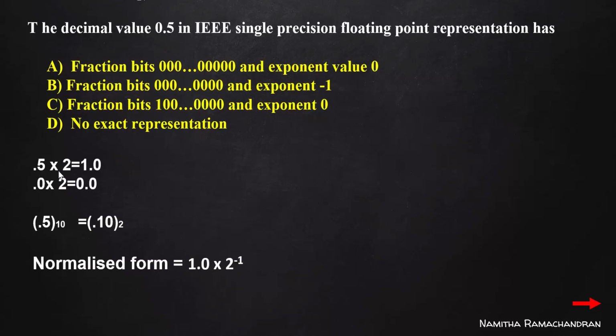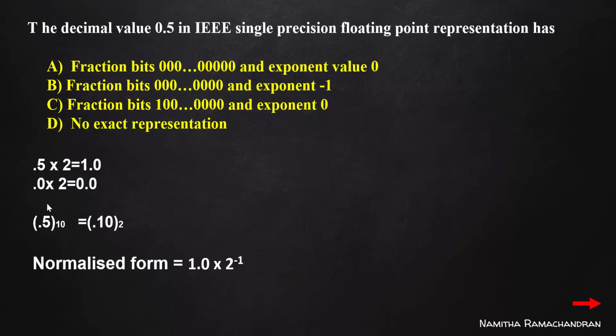This 0.5, how can we convert it into binary? For converting a fractional decimal number into its binary, we need to multiply that number by 2 continuously. So first multiply this 0.5 by 2. 0.5 times 2, we get 1.0. So keep this 1 here and consider the fraction. The fractional part again multiply with 2, the base value 2. Again we get 0.0.